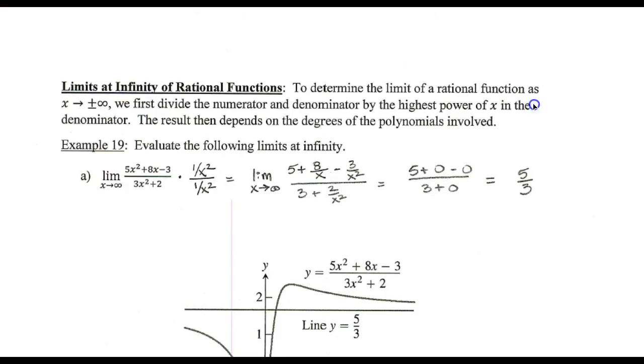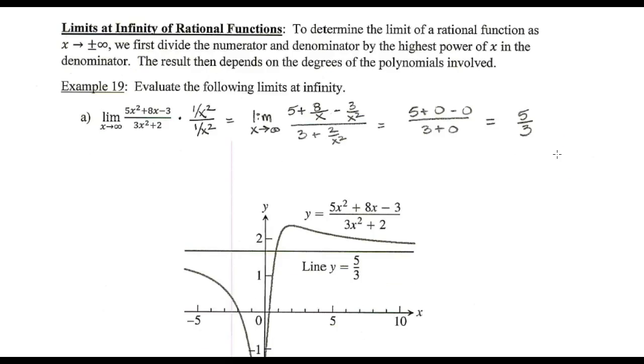Okay, we are still in section 2.6, limits at infinity. And now we want to talk about example 19, limits at infinity of rational functions. So hopefully you recall that a rational function is a polynomial divided by a polynomial. So we have in this case an example of a polynomial, a quadratic divided by another quadratic.